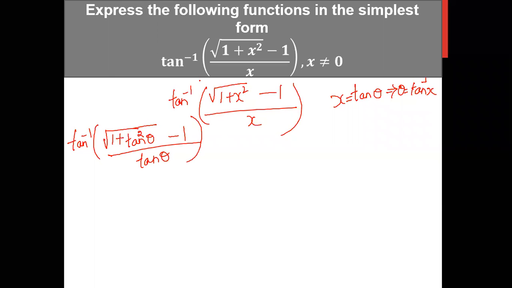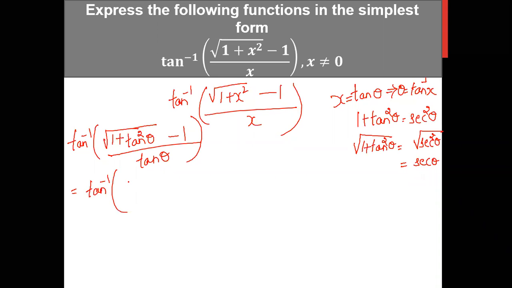Now what is square root of 1 plus tan square theta, students? Yes, 1 plus tan square theta is secant square theta. If I take the square root on both sides, square root of secant square theta is nothing but secant theta. So I can write this as tan inverse of secant theta minus 1, divided by tan theta.